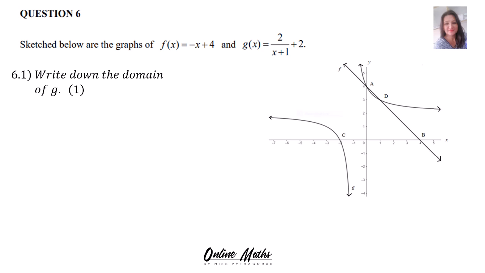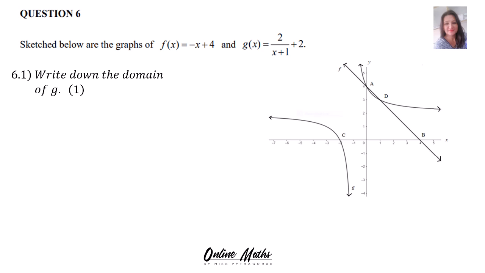Sketched below are the graphs of f of x is equal to minus x plus 4, that one is the straight line, and g of x is equal to 2 over x plus 1 plus 2, that one is the hyperbola. Number 1, write down the domain of g. So they want the domain of the hyperbola.